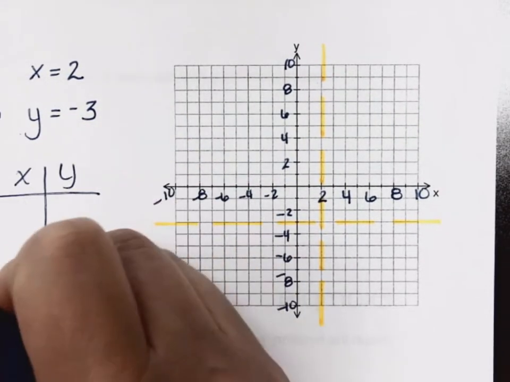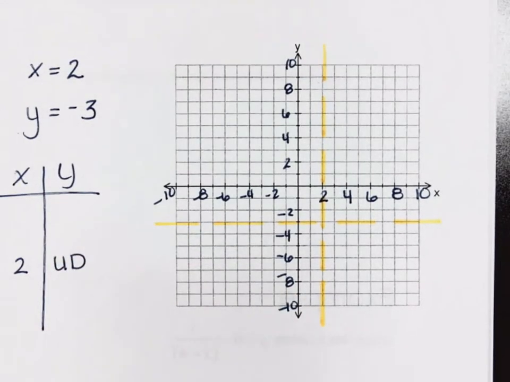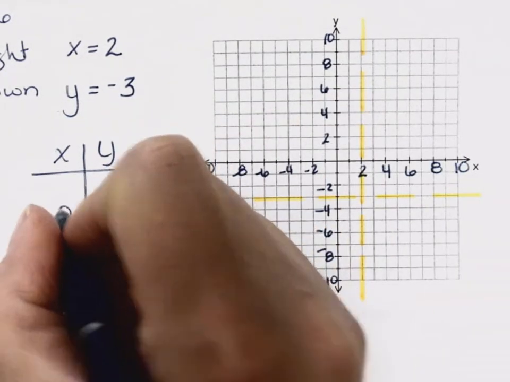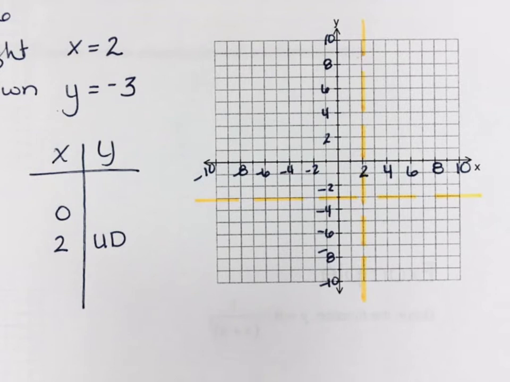Because what's happening at 2? It's undefined, or there's an asymptote there. And you guys have used asymptotes before recently, in chapter 5. You did. Yeah, your tangent graphs. That is chapter 5. That was trigonometry.